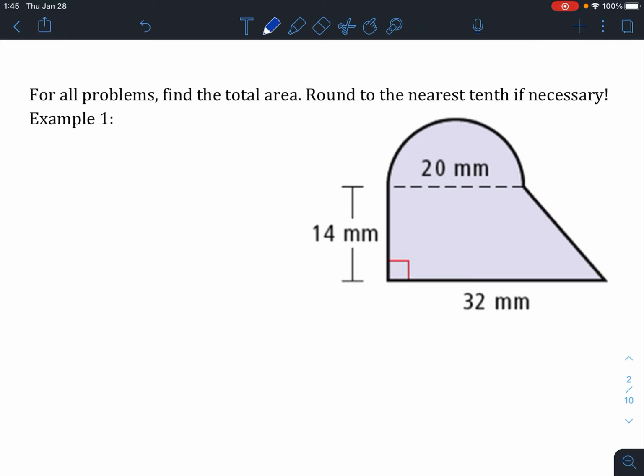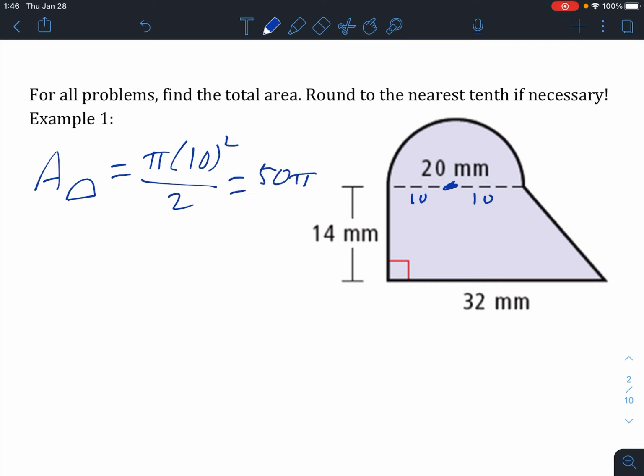So here I see two shapes. I see a semicircle and a trapezoid. So let's find the area of the semicircle. Area of a circle is pi r squared, and the radius would be 10, since the diameter is 20. But since it's a semicircle, we're going to divide it by 2. So that would be 100 pi over 2, that would be 50 pi. We'll keep it as 50 pi for now, and we'll round at the end.